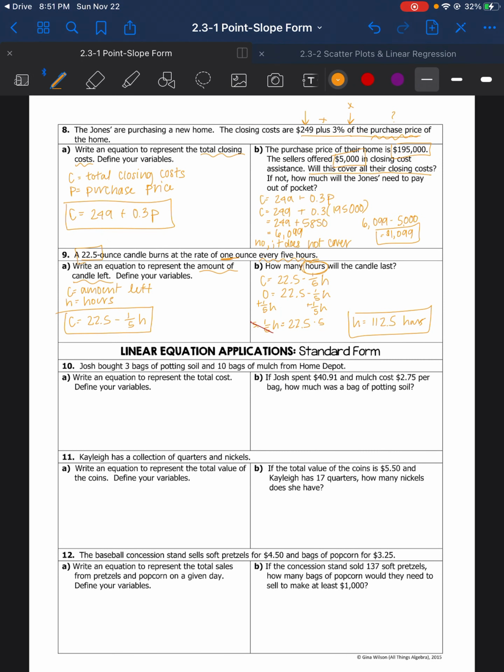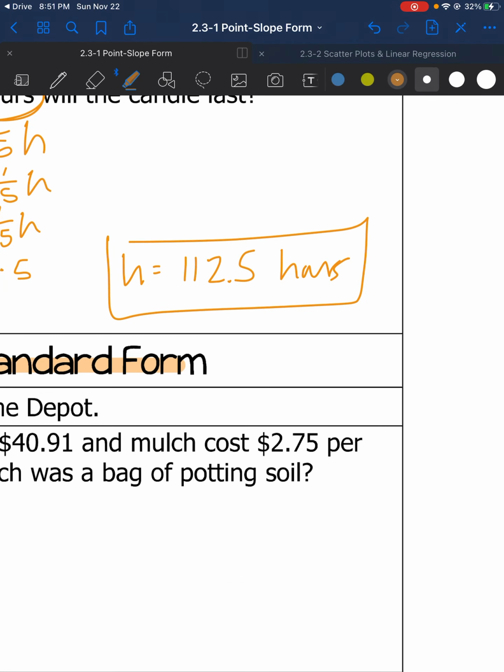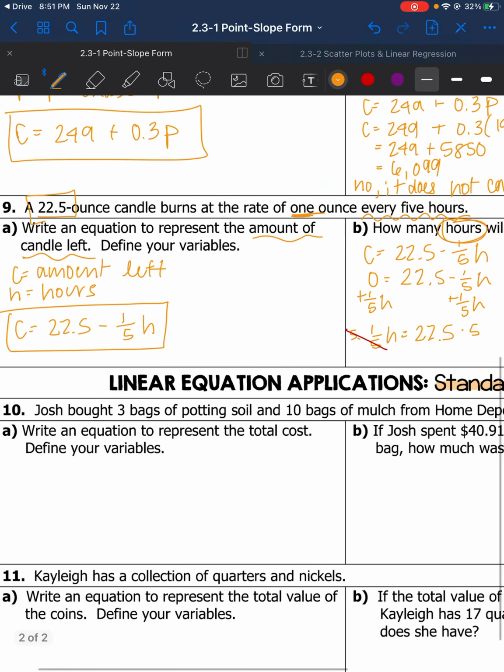And the last 3 questions, it looks like we're looking at applications of these, but we're looking at it in standard form. So if we remember, standard form was AX plus BY is equal to C. Okay, so we have our variables here. They might not always be X and Y, but that is kind of like what we had initially said they were going to be.